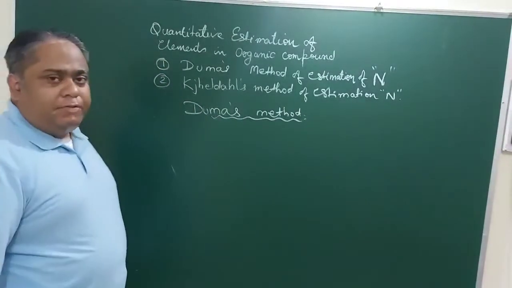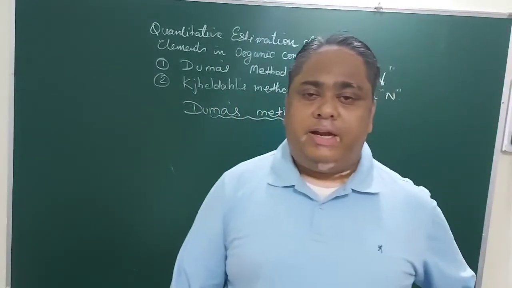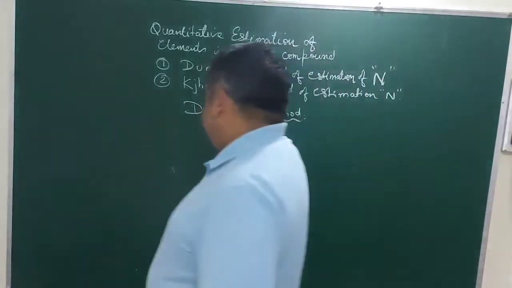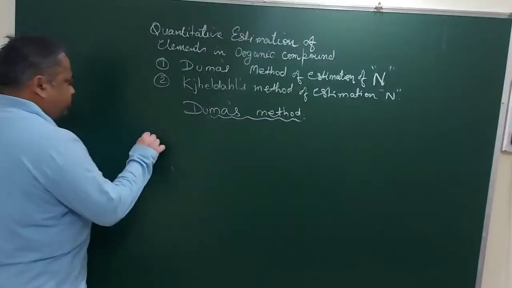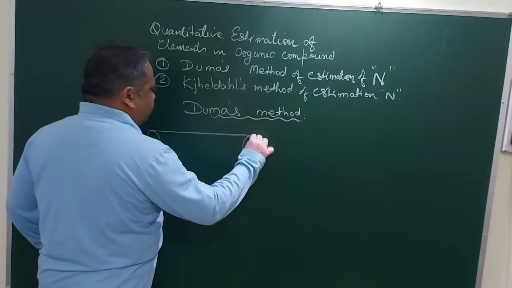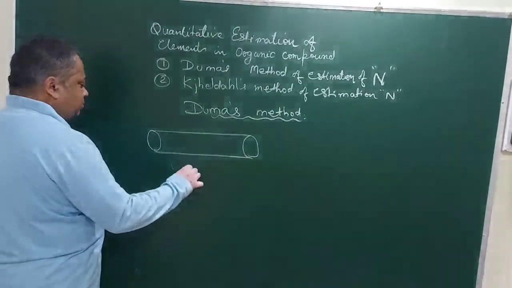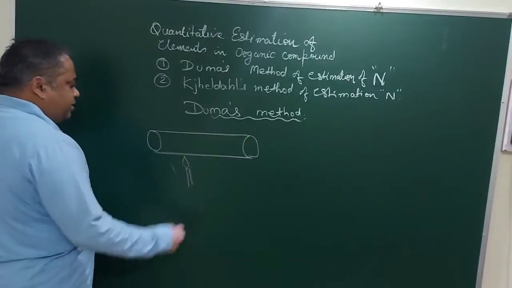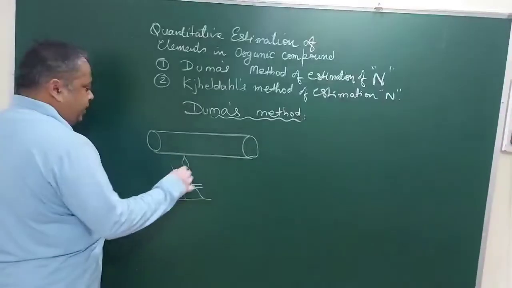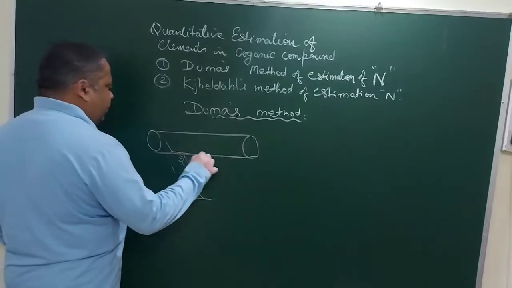Just like in combustion method we were using oxygen, in Dumas method we will be using a reducing environment, that means carbon dioxide. The tube will be remaining the same. There will be a tube in which heating will be done. This heating can be done externally or it can be done electrically also. In whatever method, heating has to be done. What has to be heated? The organic compound.